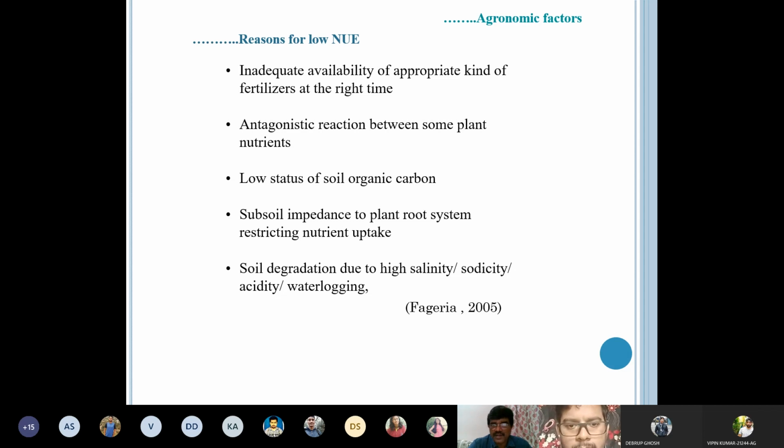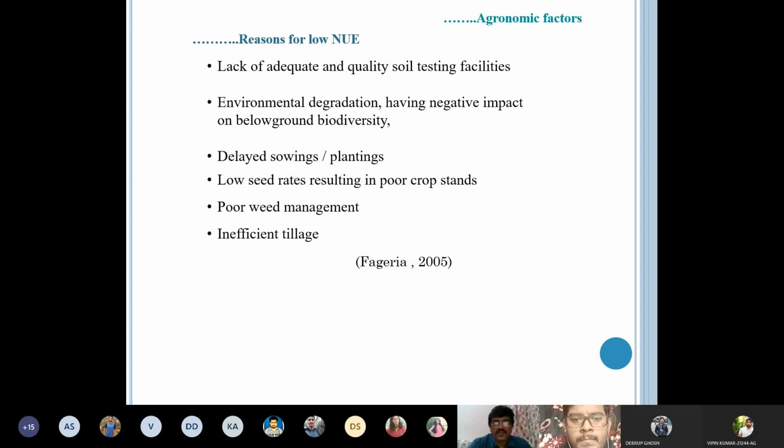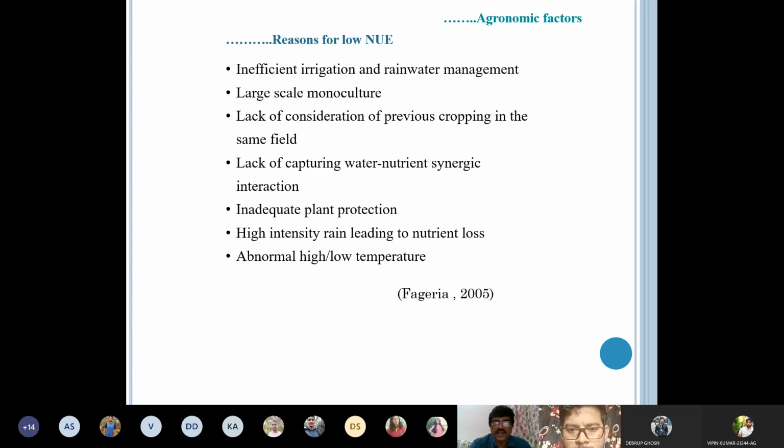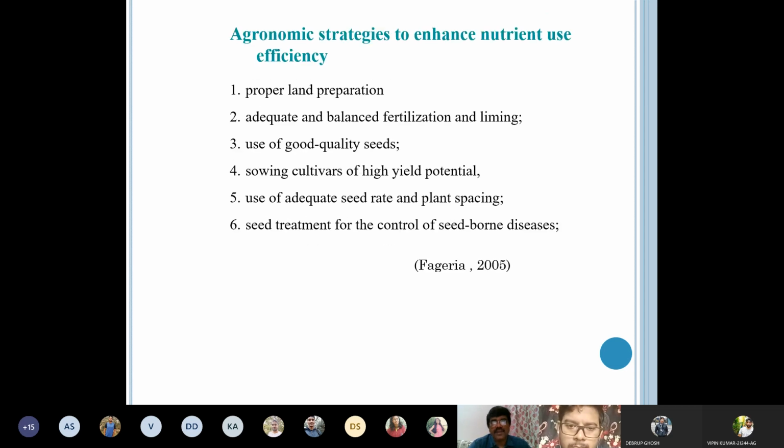Low status of carbon, soil degradation, sodicity, alkalinity, all these chemical and physical degradation of soil affect the nutrient use efficiency. And there are so many other factors: delayed sowing, low seed rate, poor weed management, inefficient tillage, all cultural practices, inefficient irrigation, rainwater management, monoculture. In monoculture, as I discussed, the nutrient use efficiency decreases because of use of certain nutrients in higher amounts than the others. Also lack of capturing water-nutrient synergistic interaction, inadequate plant protection, abnormal high or low temperatures. So all these agronomic factors affect it.